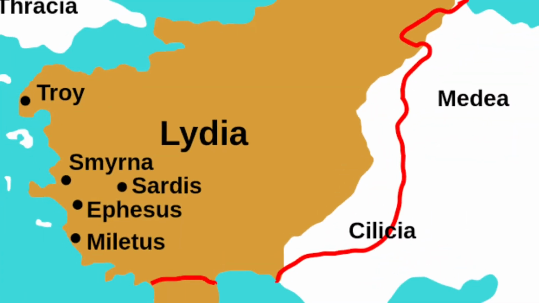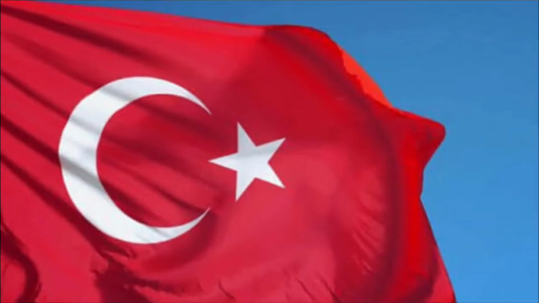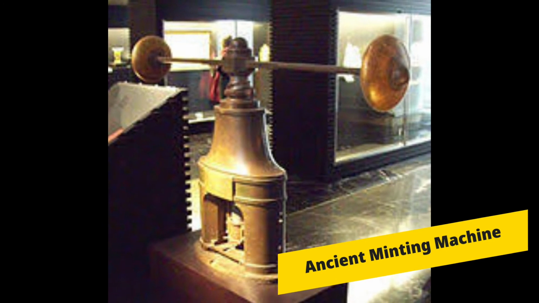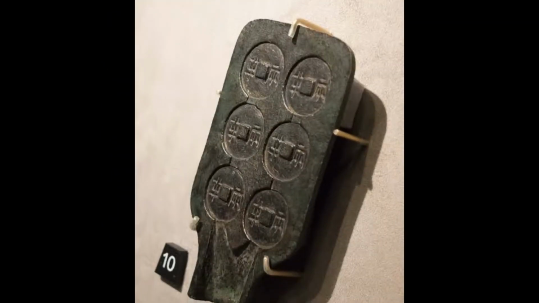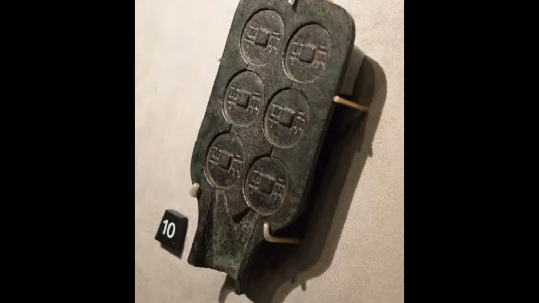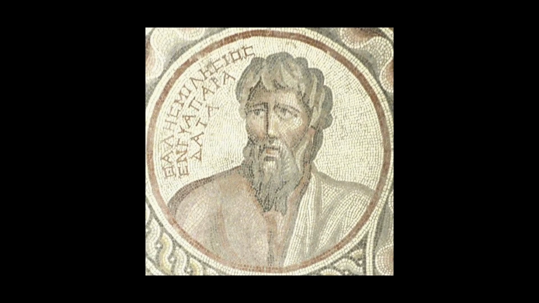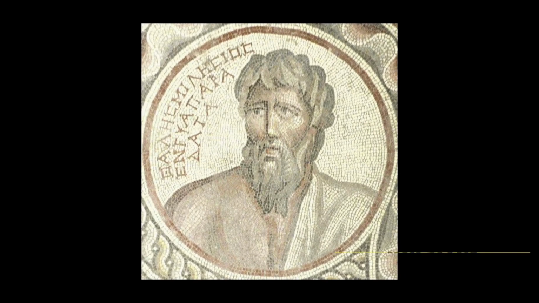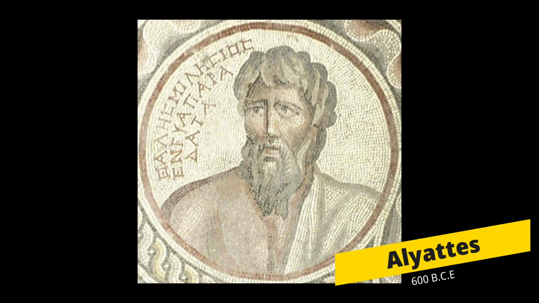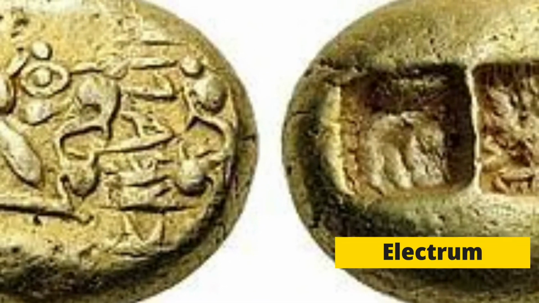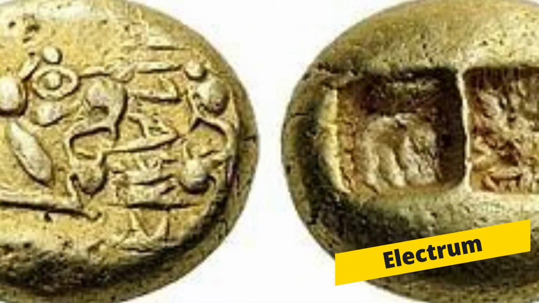It was developed in Lydia, now known as Turkey. Interesting fact, this type of facility is called a mint in modern times, and the process is referred to as minting. In 600 BC, the king of Lydia, Aleates, minted the first official known currency. They made the coins from electrum, a mixture of natural gold and silver.